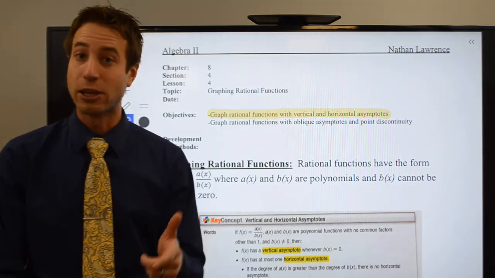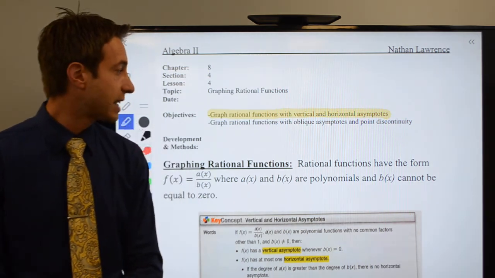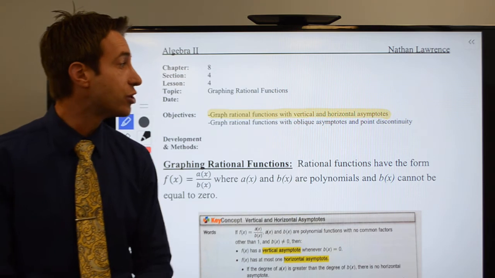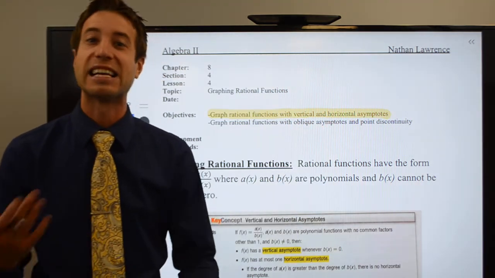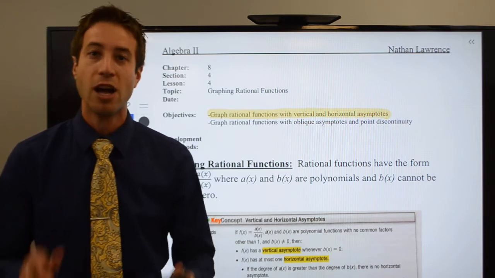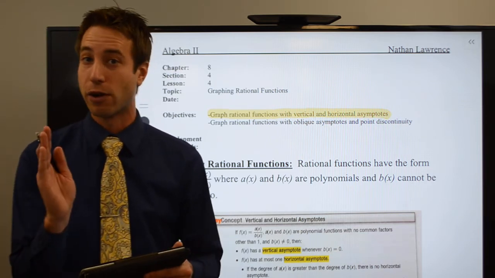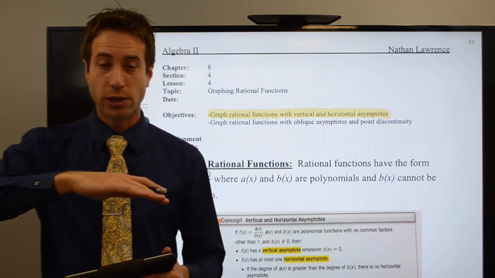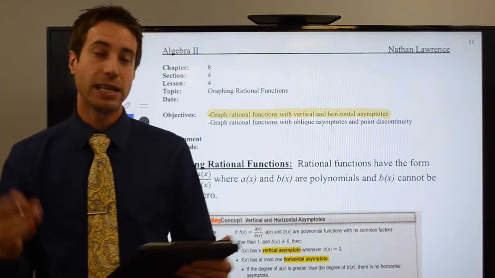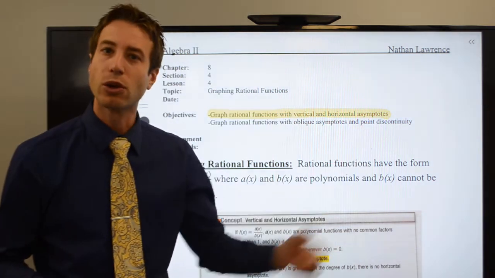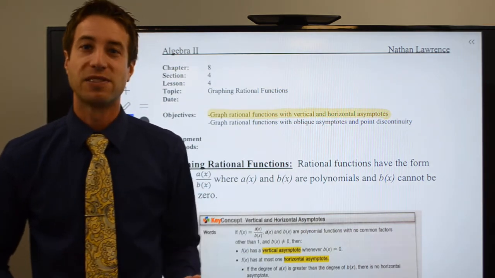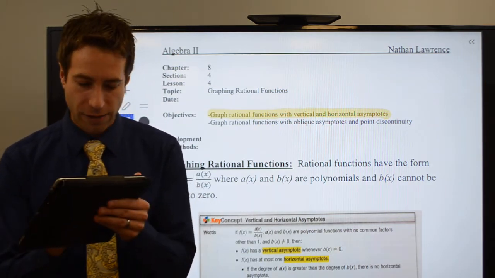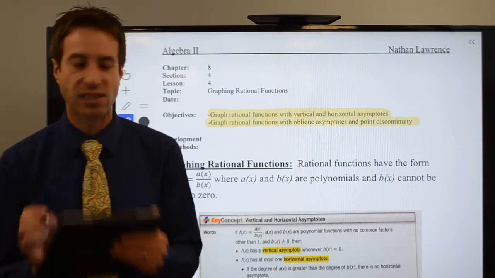And then we'll go a little bit further. We'll also begin to take a look at graphing rational functions that have oblique asymptotes. Oblique is just a fancy way of saying a slanted asymptote. So it's an asymptote that is neither vertical nor horizontal, but slanted. We'll also look for point discontinuity, which is really just a fancy way of saying there's a hole in the graph. We'll take a look at all of that stuff as well.